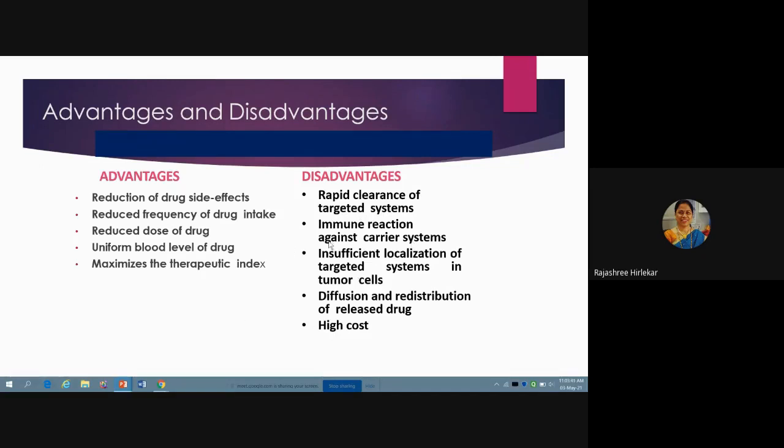Then whatever the carrier system which we are using for targeting, we have to thoroughly check that carrier system. There may be immune reaction against the carrier systems. Then the next disadvantage is insufficient localization of the targeted system in the tumor cells. There are certain factors which will lead to less localization of this system in the tumor cells. Then there is a diffusion and redistribution of the released drug. That is, a drug which is released in that particular area gets diffused and it may get redistributed, and therefore you may not get the required concentration in the target area.